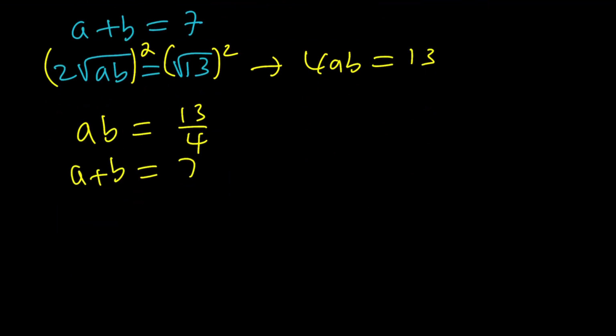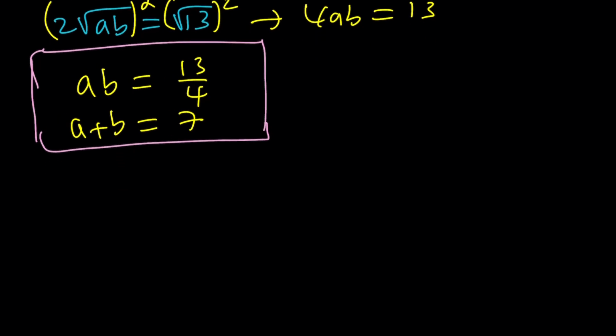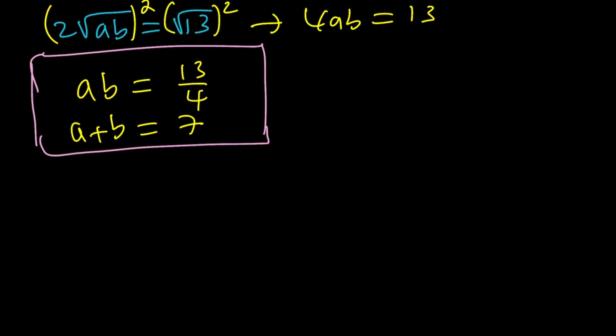So can you find two numbers whose product is 13 over 4 and whose sum is 7? What does that remind you? Doesn't that remind you of a quadratic equation, like a trinomial? But since 13 over 4 is a fraction, finding the numbers might be a little hard if you're not practiced enough. But I'll show you how you can do that as well. But let's go ahead and go with the formal route first, which is the quadratic formula.